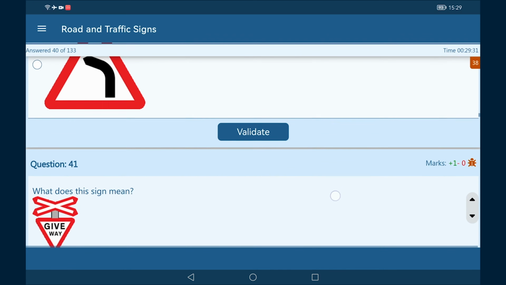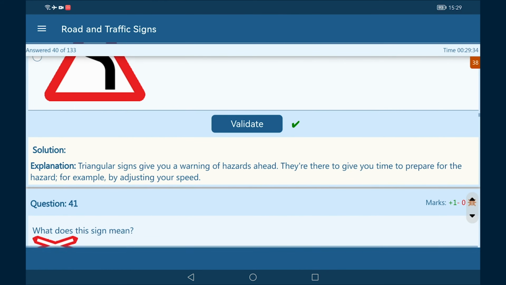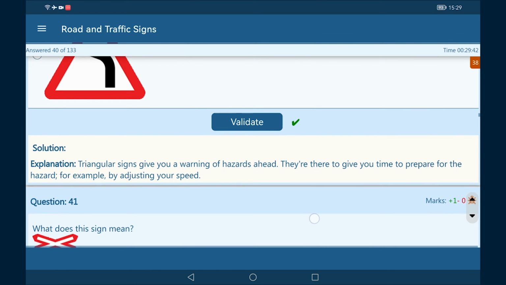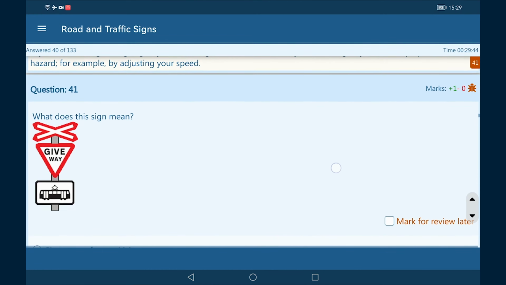Explanation. Triangular signs give you a warning of hazards ahead. They're there to give you time to prepare for the hazard, for example, by adjusting your speed. Question 41. What does this sign mean?